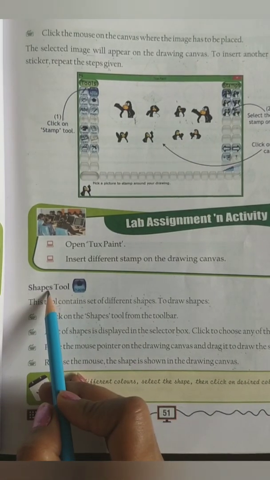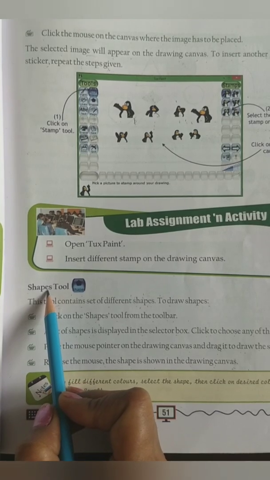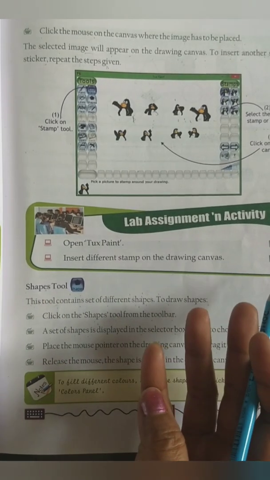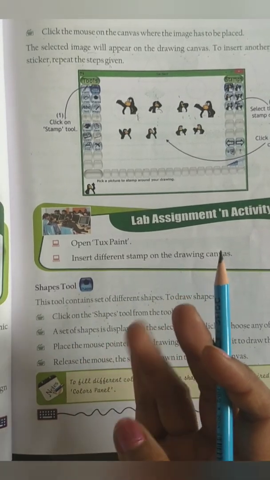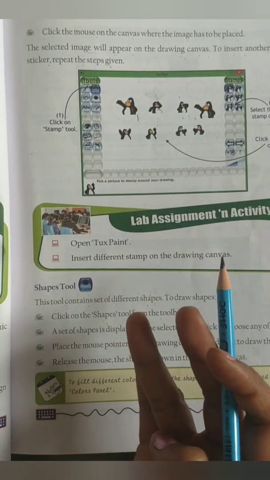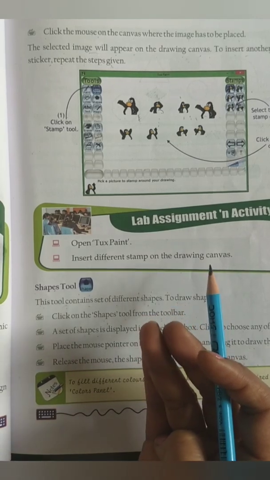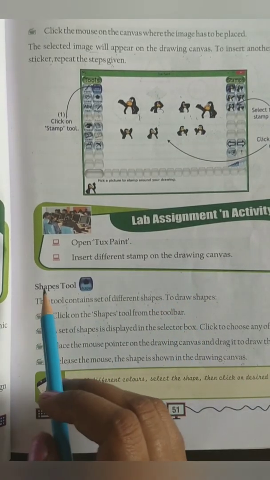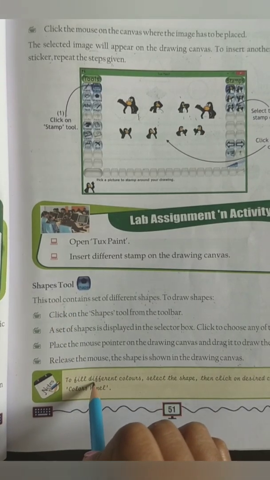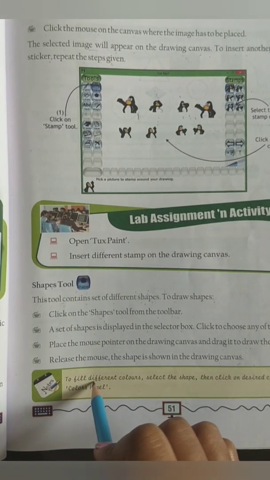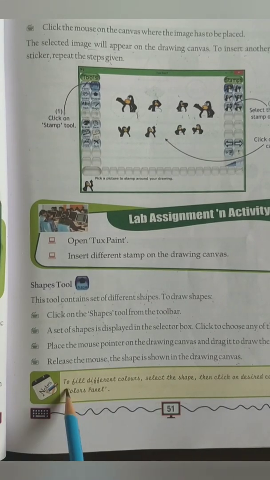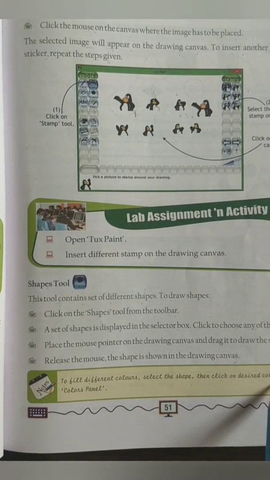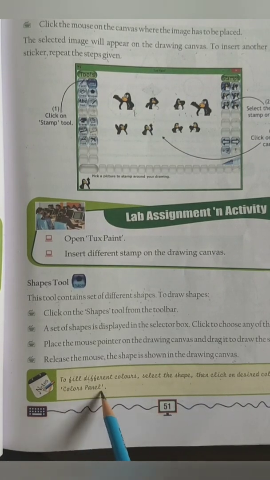So children, as the name says, this shapes tool is used to draw different types of shapes. It can be a circle, rectangle, triangle, hexagon, pentagon, square. Like these, you can select any kind of shape that you wish to draw and you can use it to draw in the picture. Okay? To fill different colors, select the shape, then click on the desired color from the colors panel.